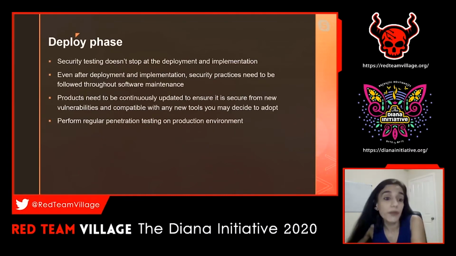Last is our deployment phase. In this phase, your code is already in production. You have already done all the checklists. So what's next? Very important: security is still important. Security does not stop because you have reached deployment and implementation. Even after deployment and implementation, security practices need to be followed. We need to continuously test our application for any new vulnerabilities. There are tons of zero-day vulnerabilities, so we need to make sure that we are continuously testing for those. It's a good practice to perform a regular penetration test on the production environment.